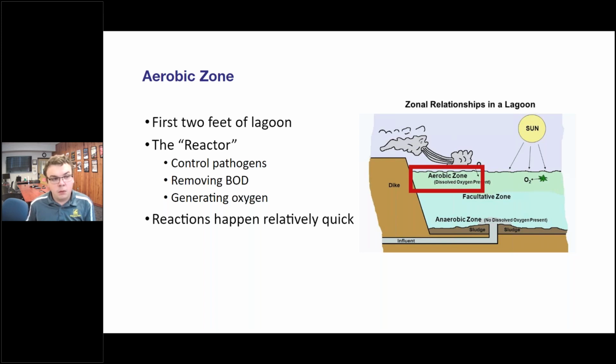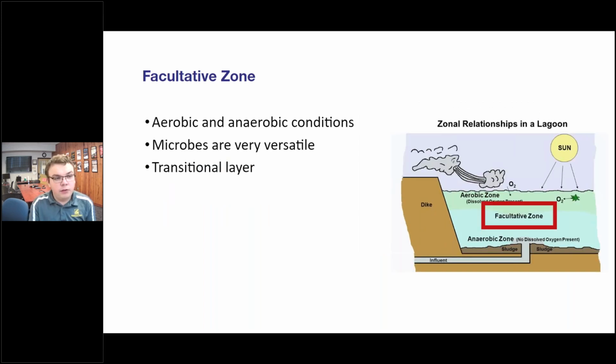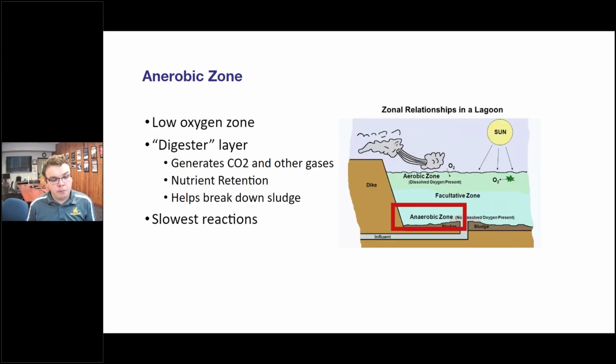As we get further down the lagoon system, we get to what's called the facultative zone, where you get both aerobic and anaerobic conditions. So the microbes in this layer are very versatile, where they allow both aerobic processes and anaerobic processes to happen at this layer. And it's a transitional layer as you get further down the lagoon, where the oxygen levels are slowly depleting until you get to the anaerobic zone.